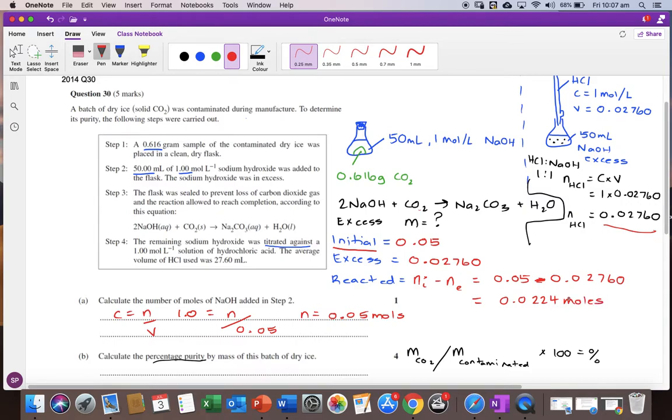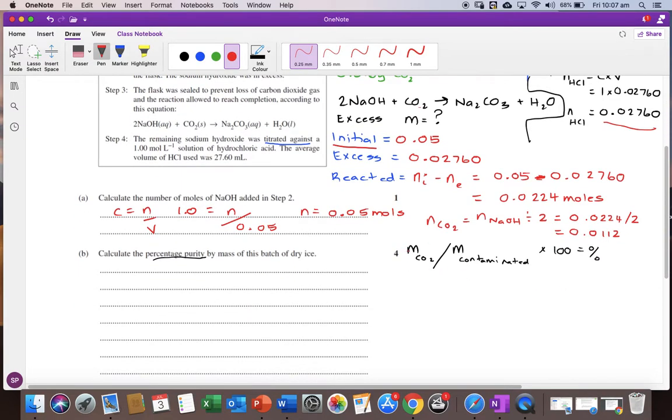Okay, now it becomes like any other calculation question. We know the number of moles of NaOH that reacted, and I want to know the number of moles of CO2. The number of moles of CO2 is the number of moles of NaOH divided by 2, because it's a 2-to-1 ratio. So it's 0.0224 over 2, which is 0.0112.